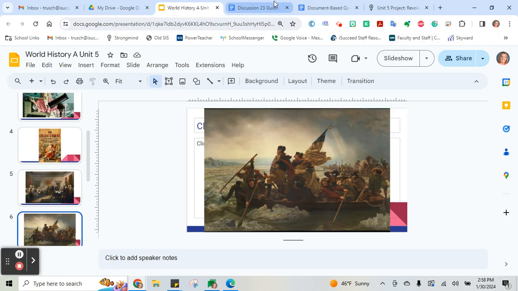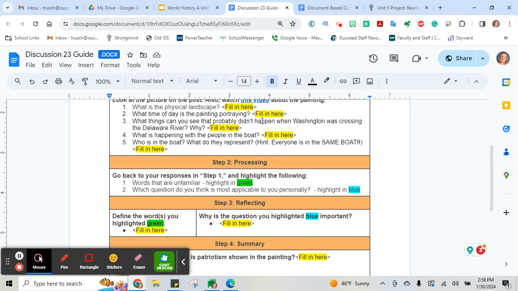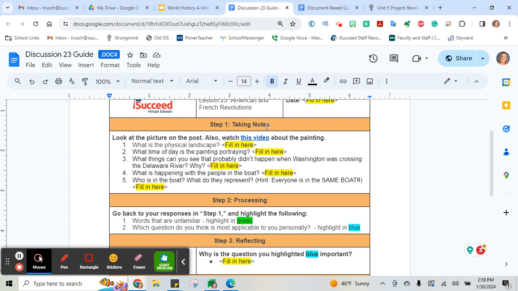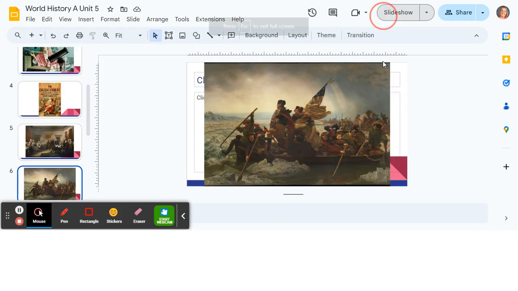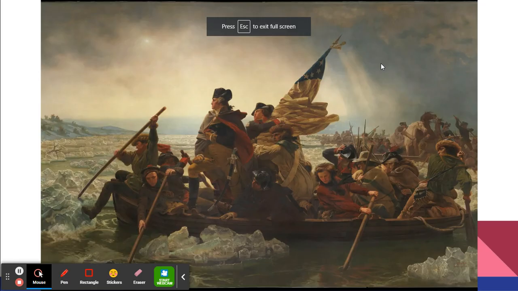Okay, so let me show you the guide, and it says to look at the picture that's on the post and also the video about the painting. And if you look at this picture, first of all, it's not a physically possible picture. Okay, because if these guys were standing up in a little boat like this, it would tip over, guaranteed. And the ice around and stuff like that, that definitely was not how it was.